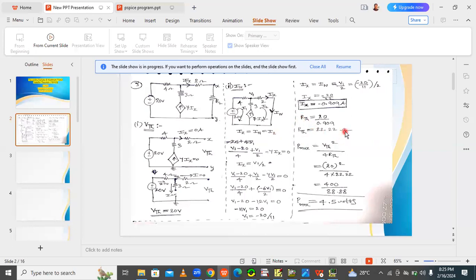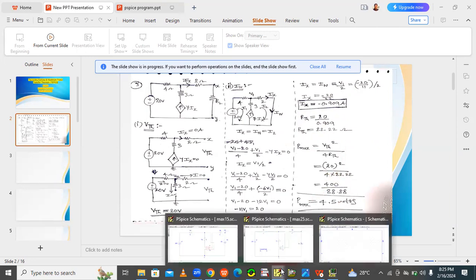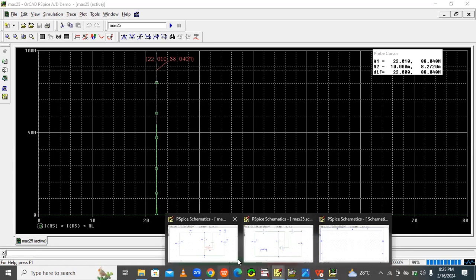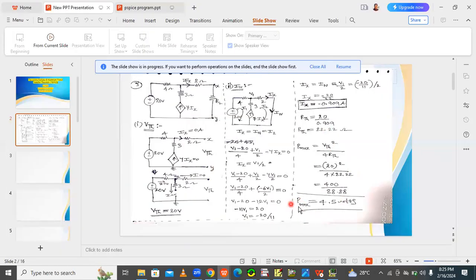So like this, we can verify the Thevenin's resistance, Thevenin's voltage, and also Norton's current. Okay, this is about Thevenin's and Norton's theorem. And by using the maximum power transfer theorem, we can find the Thevenin's resistance, practically 22.010. Then theoretically we can get the power transferred to the load from the circuit. So 4.5 watts we will get like this. This is about Thevenin's and Norton's theorem.